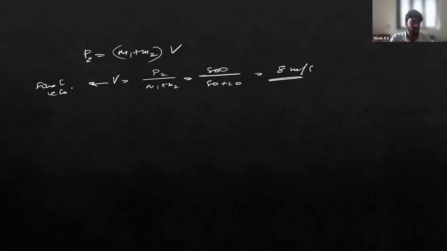Now I'm going to calculate the initial kinetic energy of the system. Initial kinetic energy is half m v square. Since the second skater is not moving, it doesn't have any kinetic energy. It is because of the first skater that the system has kinetic energy. So that is half into the mass of the first skater into the velocity of the first skater.